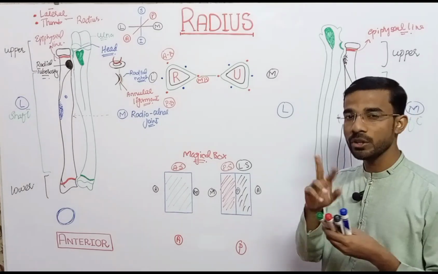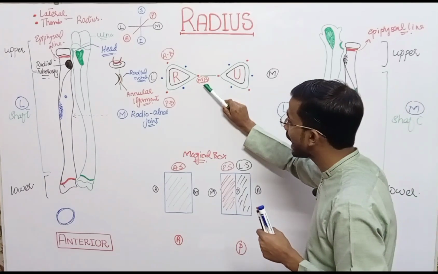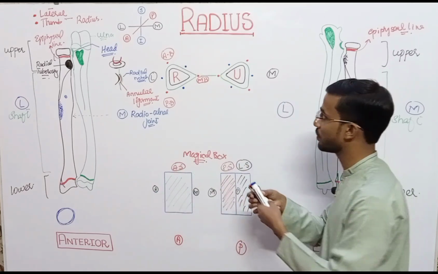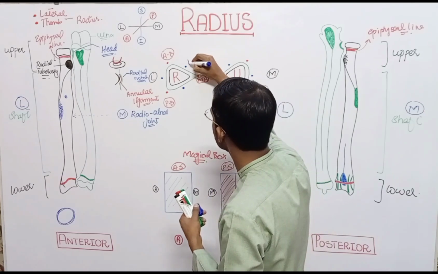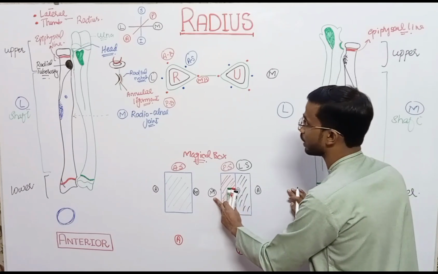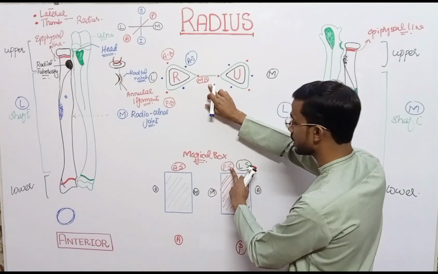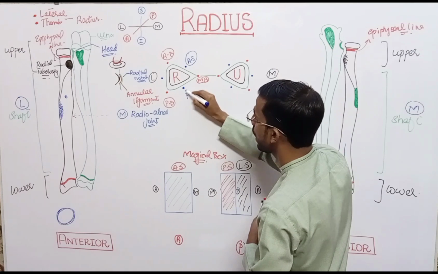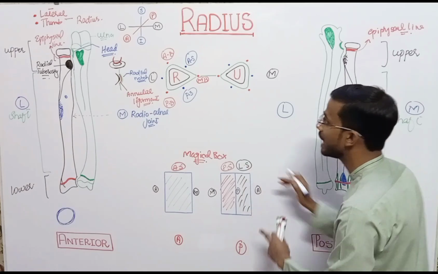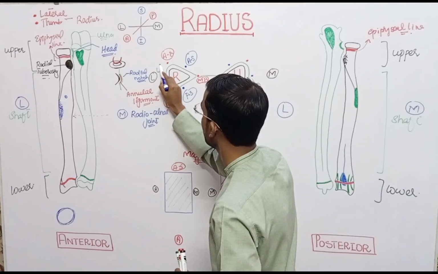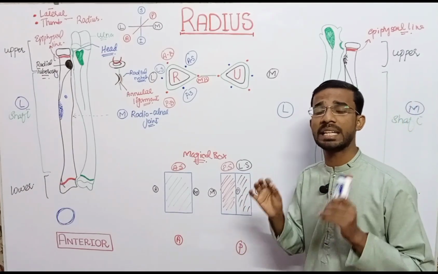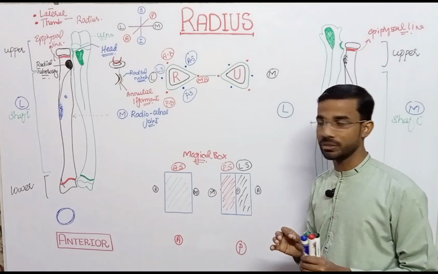If we talk about the surfaces, then between the medial border and the anterior border you will see the anterior surface. Between the posterior border and the medial border, you will see the posterior surface. And between the anterior and the posterior border you will see the lateral surface. So this magical box will help you in understanding the different borders and the surfaces of the radius.